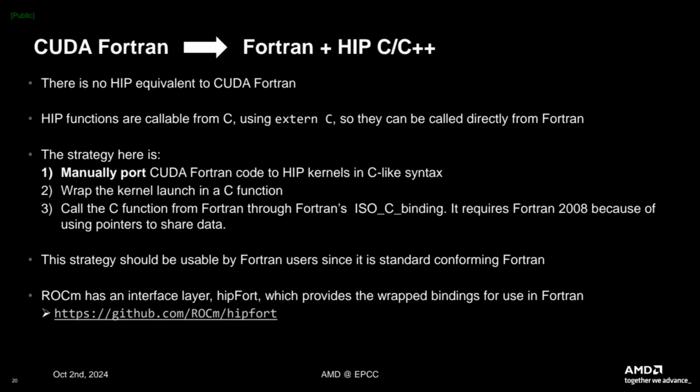The first one would be to manually port CUDA Fortran code to HIP kernels with a C-like syntax. Then you would need to wrap the kernel launch in a C function and then call the C function from Fortran using ISO-C bindings. You can find more information on this procedure by checking the HipFort GitHub repo. And we also have a few examples in our exercises repo.